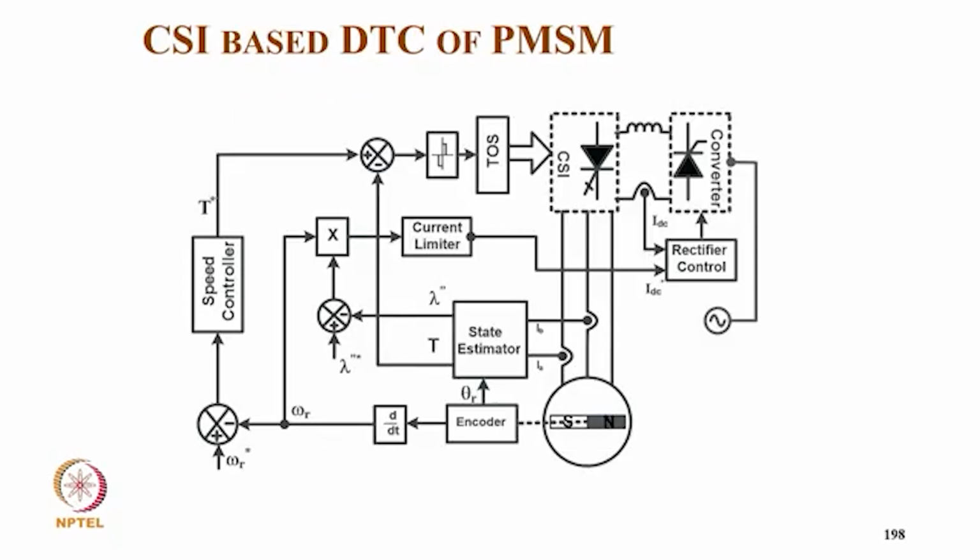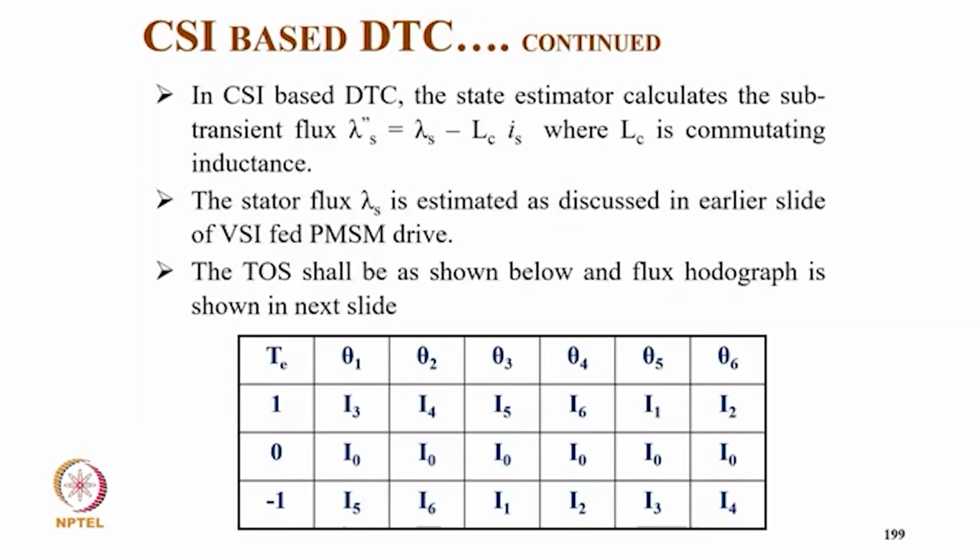Coming to the current source inverter DTC drive. Here from the encoder we get the position, and from the position we calculate the speed. From the speed controller we get a torque reference T star, and from speed we get the flux reference. For the current controller we decide the DC link current. From the rectifier, the converter feedback current decides the current reference for the current source inverter. From the torque and flux with the 2-level controller we go to the table of optimal switching to get the signal for the current source inverter, for PWM type.